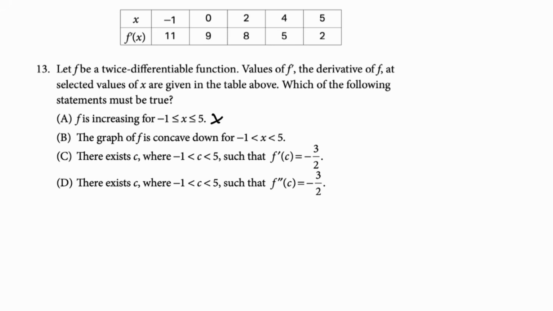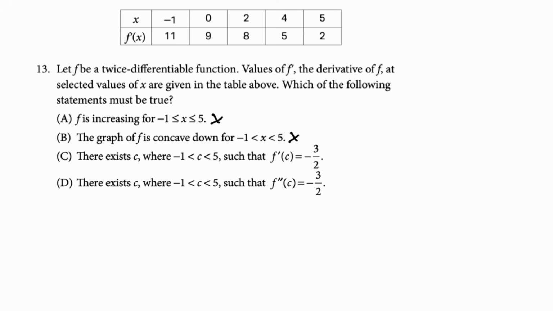That's out. The graph of f is concave down for -1 to 5. I'm not even going to bother to figure it out. There's not enough information there. I mean, it does appear as if f prime is decreasing, but we don't know. It could pop up to 50, for example, at 3. No way to know. That's out.